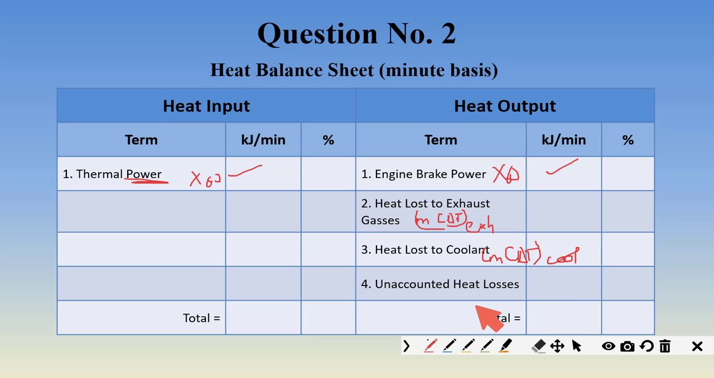And to find the unaccounted heat losses, what are we going to do? Subtract these three things from this. Subtract these three things from this and we will get the unaccounted heat losses, right? So that is what we are going to do.